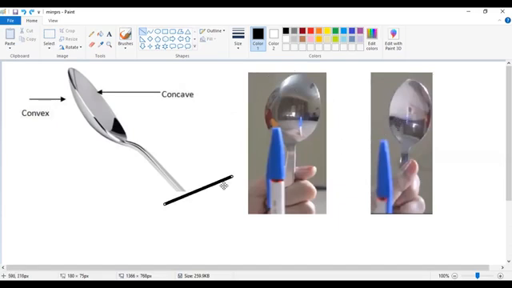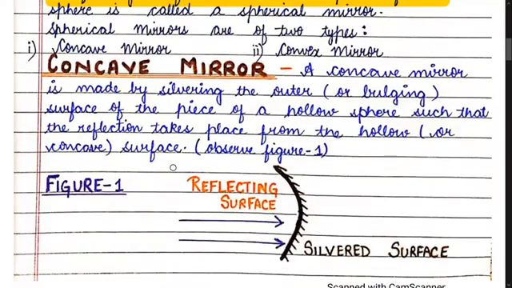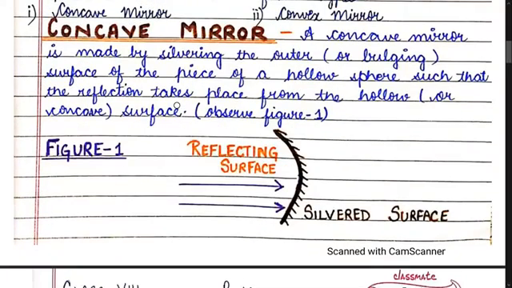We will study this concave and convex mirror next week. But just see the kinds of image formed when you are placing a pen in front of both the surfaces of the spoon. Now let us study first of all the concave mirror.